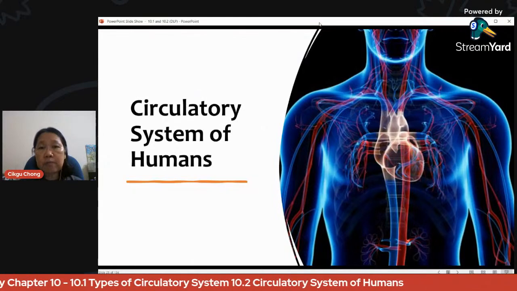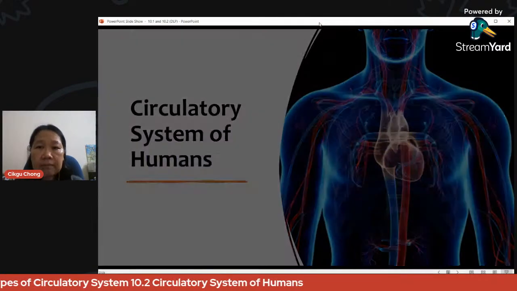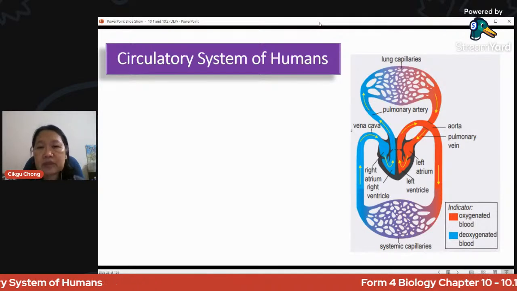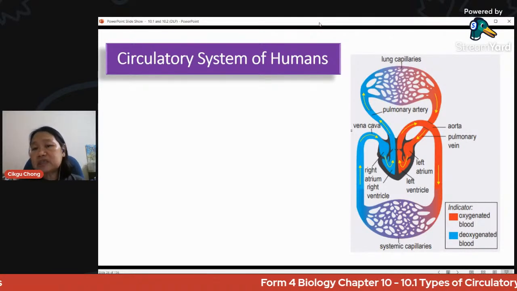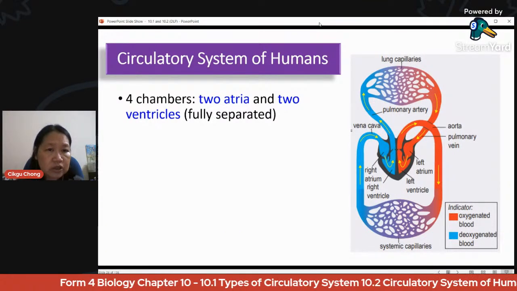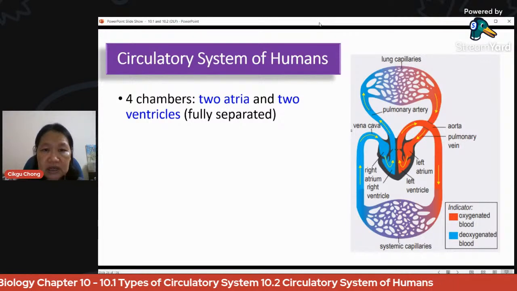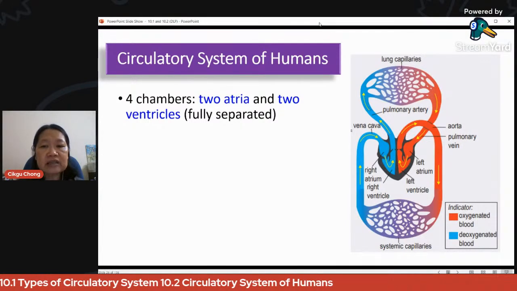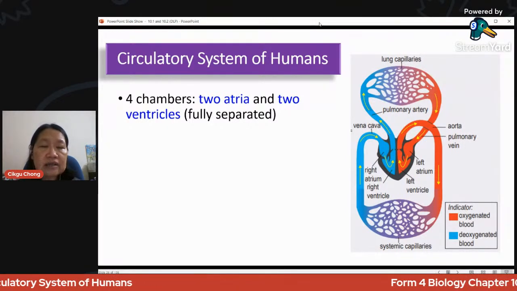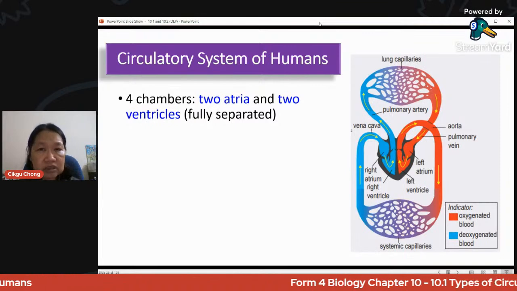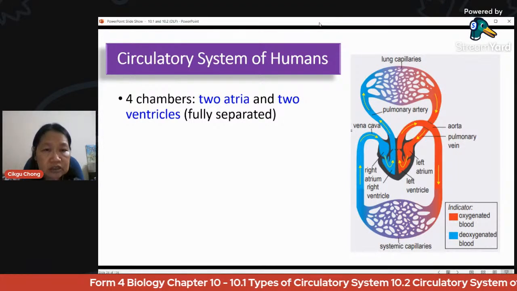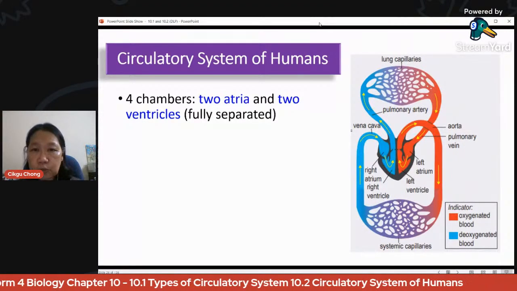Human is by far the most complex system of all, but the most efficient. It's the most efficient of all the four types there. Okay, why is it most efficient? Simply because we have full separation of the heart chambers. You have two atria and two ventricles, and the left and the right side of the heart do not mix. There's no mixing of blood. Unlike the frog, where there's only one ventricle, the oxygenated and deoxygenated blood will pour in, they mix in the ventricle. But for the human, no mixing.